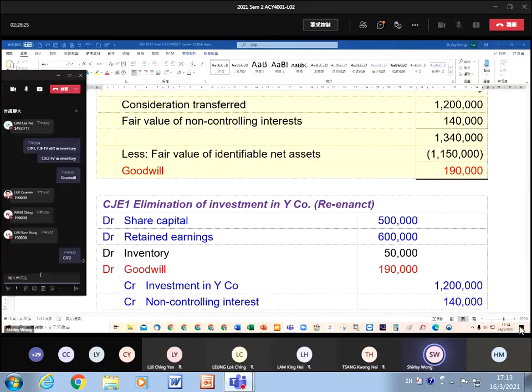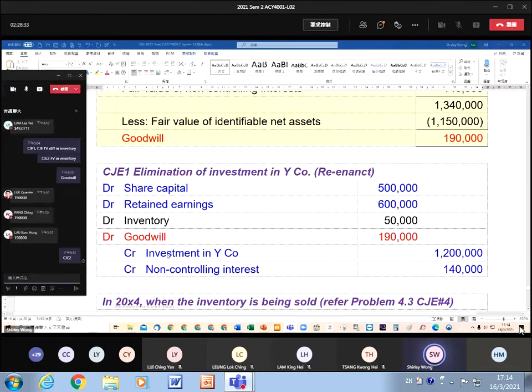So remember, now the inventory is increased in value. So think about the subsidiaries. When the subsidiaries sell the goods, sell the inventory in 2004, what should the subsidiaries do? You already know how to do that. You can refer to problem 4.3, CJE number 4. We have come across that before. When the subsidiaries sold the inventory, they will view it in book value. If we go back to the question, book value is 200,000.